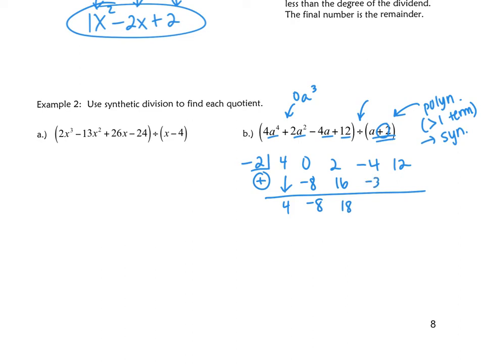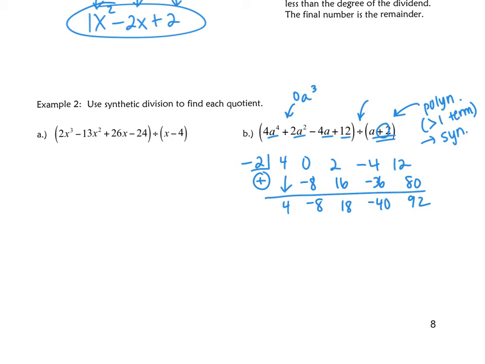Then we get negative 36. Add down, which is negative 40. Negative 2 times negative 40 gives me 80. And then I have 92 here. Now we need to write our answer out.